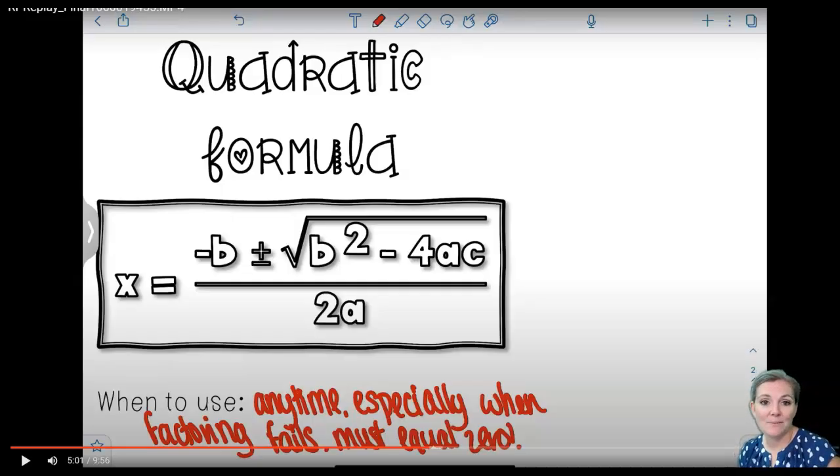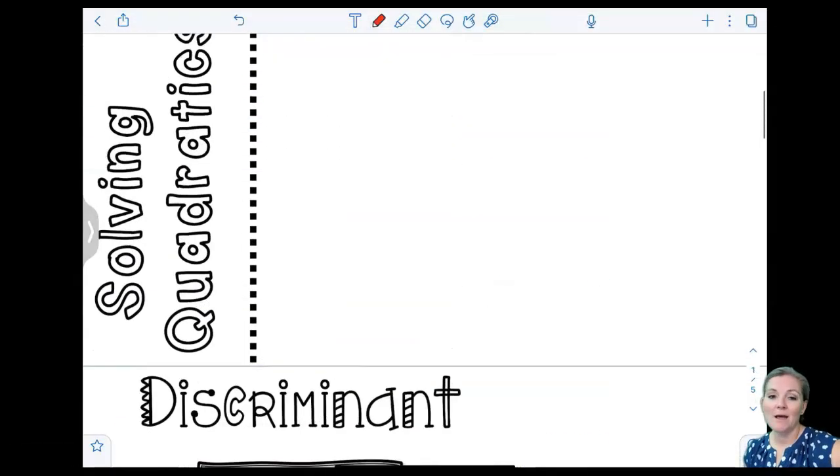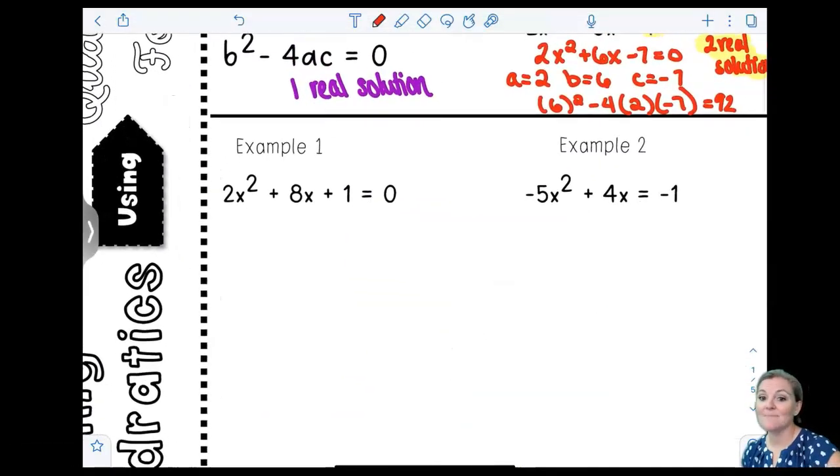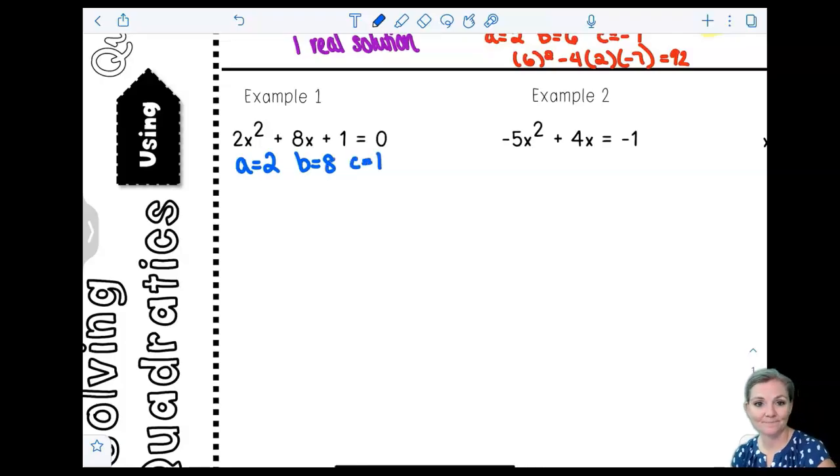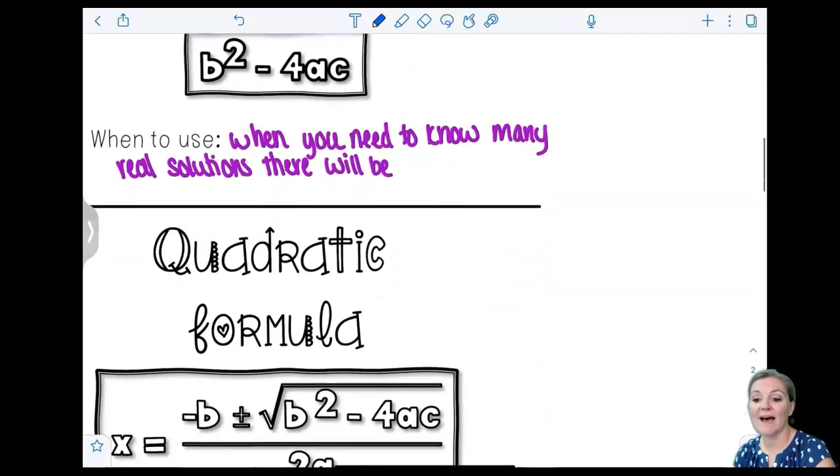And the other thing to remember is you can only use quadratic formula if the quadratic equals 0. So before you, because you're using A, B, and C again, before you can identify A, B, and C, it needs to equal 0. So looking at this first example, I have 2x squared plus 8x plus 1. It definitely equals 0, so I can first thing, identify A, B, and C. And then you're going to use that formula.